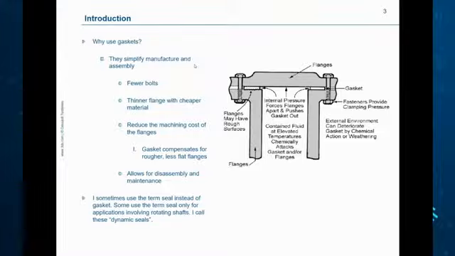Sometimes I will call gaskets seals. Some people use the term seal only for applications involving moving sealing surfaces, like a seal around a rotating shaft. But I call those dynamic seals, and I call everything else a seal or a gasket. I apologize if I'm being imprecise there, but that's what I do.